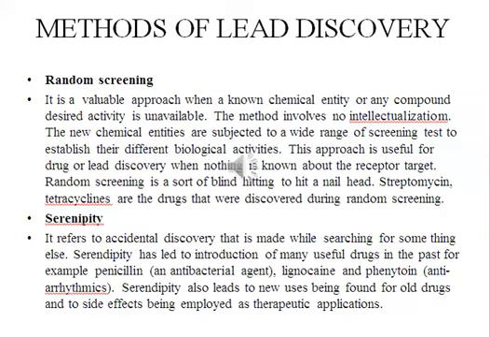right? The important thing about this method of lead discovery is that, number one, you don't have any chemical compound with the desired property available. Second, you don't know anything about the receptor target, right? You don't know anything about that disease or about that problem. So what is random screening? Random screening is a sort of blind hitting to hit a nail, right? Maybe you keep on hitting at every place, and maybe you get a hit on something, right?